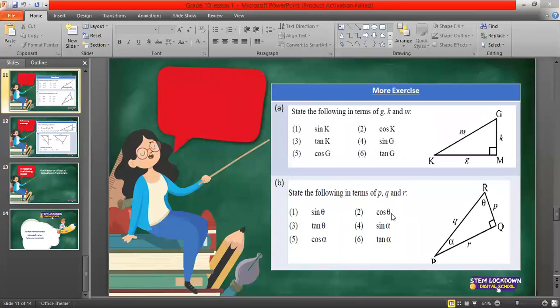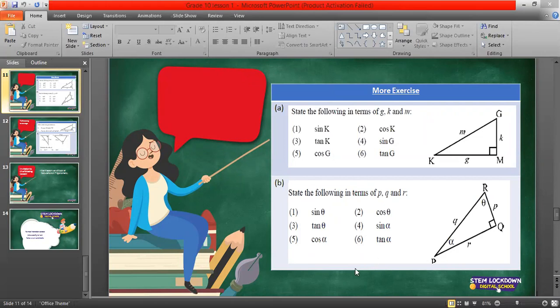So cos theta will be adjacent over hypotenuse. Adjacent is what? Opposite being this, so adjacent is R. Because we now consider alpha, sine alpha. Here are alpha, this is the opposite side, this is the adjacent side, and this is the hypotenuse. So sine is opposite over hypotenuse. Opposite being P, hypotenuse being Q. So sine alpha is P over Q.